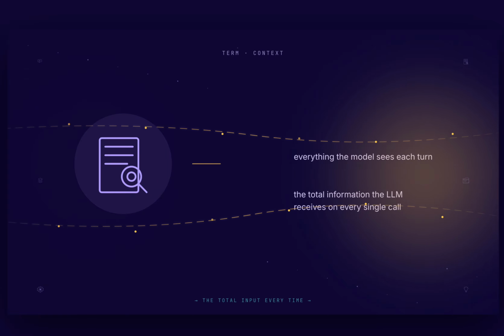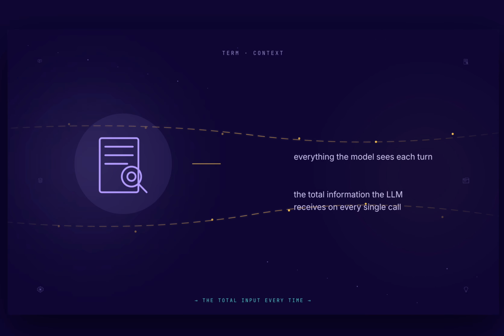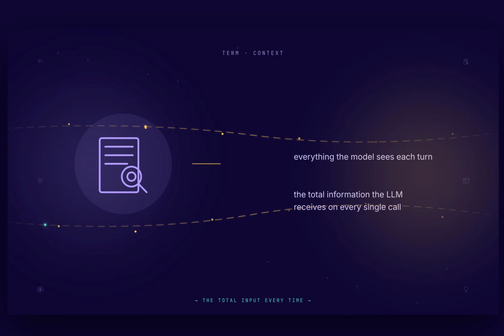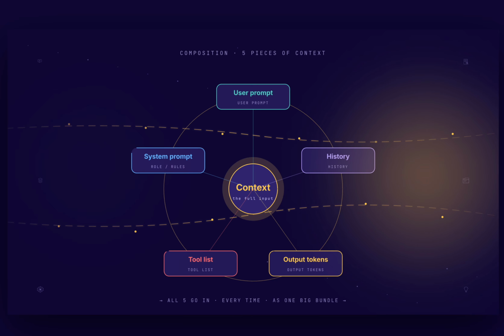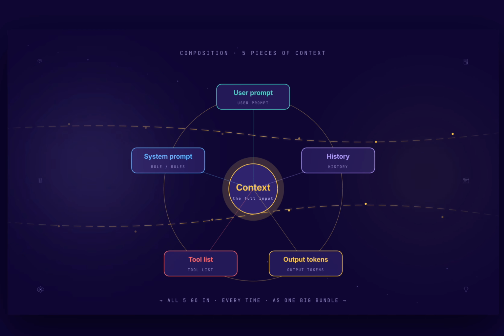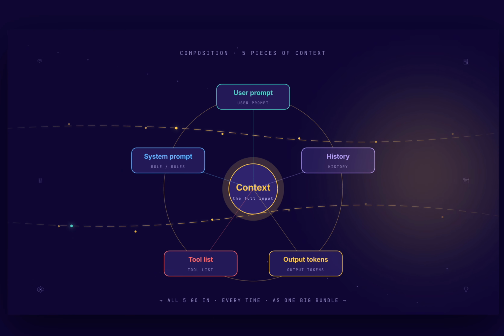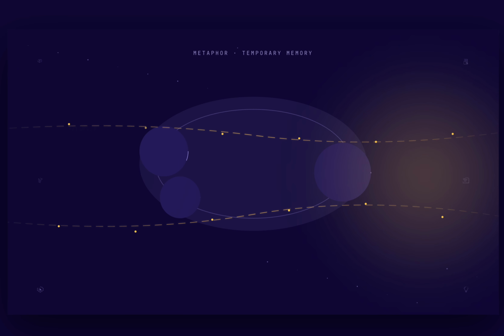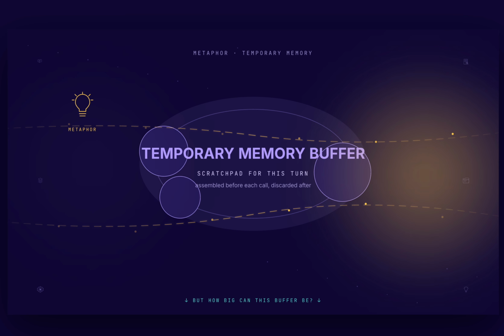Which brings us to context. Context represents the total body of information the model receives each time it handles a task. Your question and the chat history are both parts of context. On top of those, there's the tokens the model is currently generating, the list of available tools, the system prompt, and more. You can think of context as the model's short-term memory.